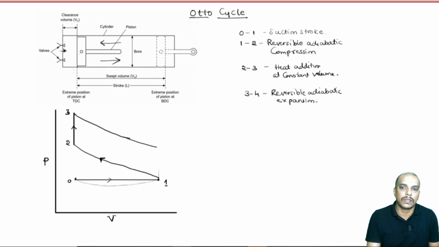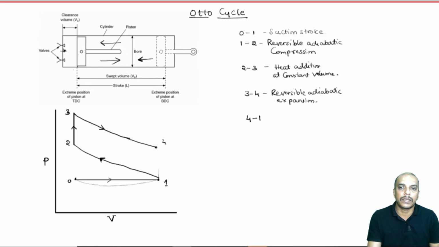Reversible adiabatic process looks like this in a PV plot. So, 3 to 4. I am trying to keep this position the same, because the piston is moving from here to here, but the pressure and temperature within the cylinder may be different. Now, from 4 to 1, the exhaust valve has to open and the piston should move from bottom dead center to top dead center.